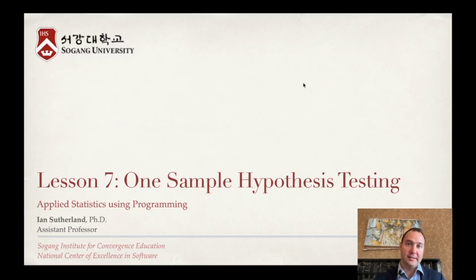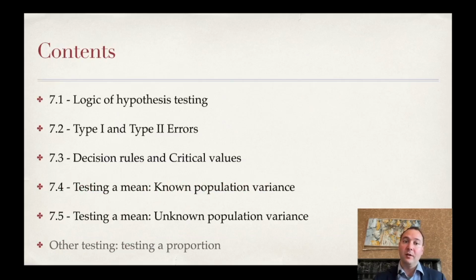One-sample hypothesis testing is used when we want to test whether our assumptions about the population are accurate or not. The contents of this video are logic of hypothesis testing, type 1 and type 2 errors, decision rules and critical values, testing a mean with a known population variance, testing a mean with an unknown population variance, and finally, we'll conclude with a very brief discussion about testing a proportion.